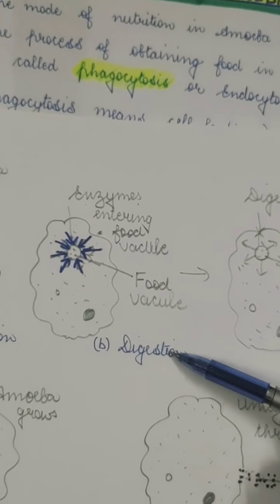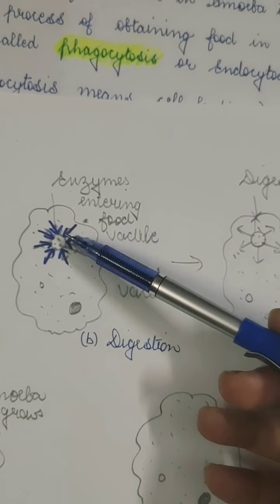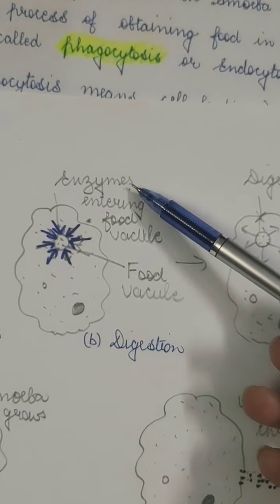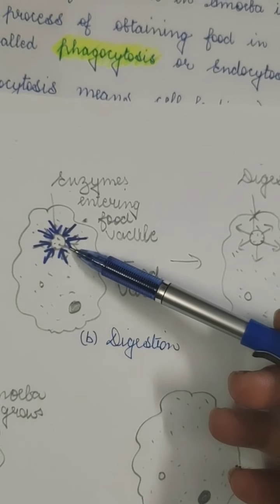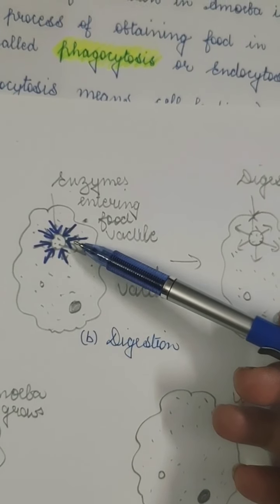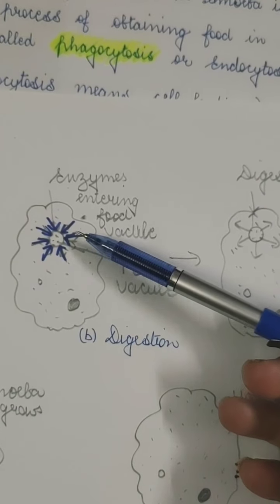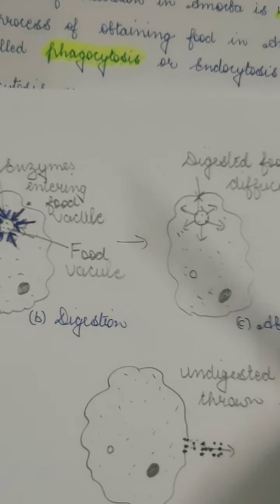So after digestion, the food has been digested with the help of digestive enzymes, and the food material is broken down into smaller pieces, so that it can be dissolved and becomes a soluble form.